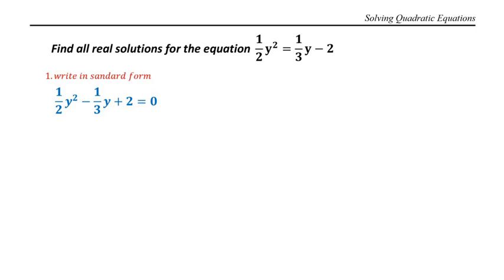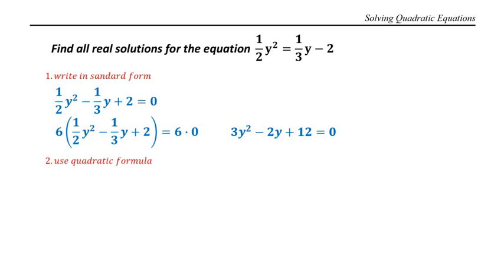And now that we have done that, this is going to be a lot easier to solve if we can cancel out these fractions here. So how we're going to do that is we're going to multiply this whole equation by 6 on both sides. And when we do that, we're going to be canceling out the denominators of our fractions because both 2 and 3 are a factor of 6. And so when we solve for that, we would get 3y squared minus 2y plus 12 is equal to 0. Now we have it in standard form and our fractions are canceled, so this is easier to work with.